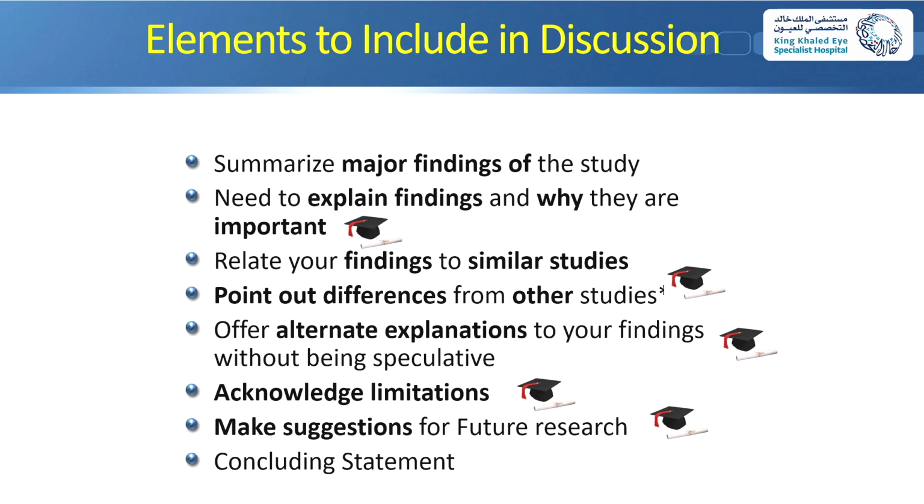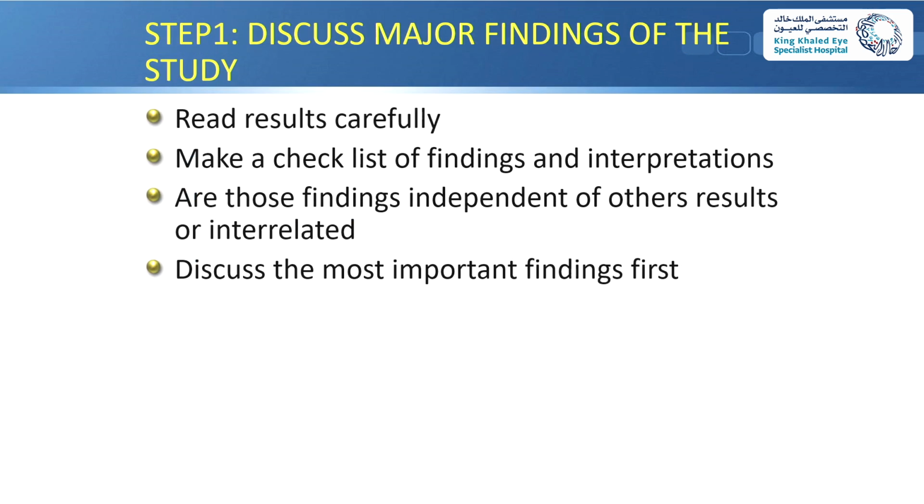Acknowledge limitations and maybe make suggestions for future research if appropriate, and a concluding statement. How do you get that? Again, you need to relate your results carefully. Make a checklist of finding and interpretation. Like I said, I use comment boxes to do that. And then you probably have to do a literature search again to make sure.